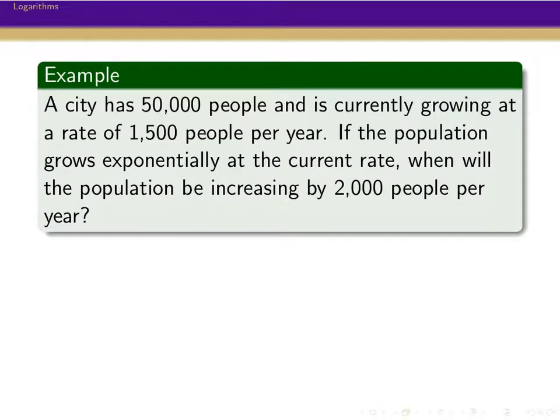Okay, so let's do an example just using natural logs a little bit. We're not even taking derivatives of natural log yet. We'll do that in a minute. So the question is, a city has 50,000 people and is currently growing at a rate of 1,500 people per year. If the population grows exponentially at the current rate, when will the population be increasing by 2,000 people per year? Okay, so we have an exponential function.